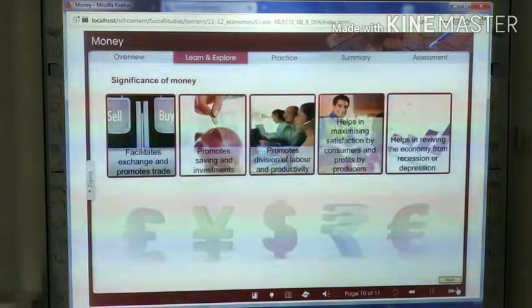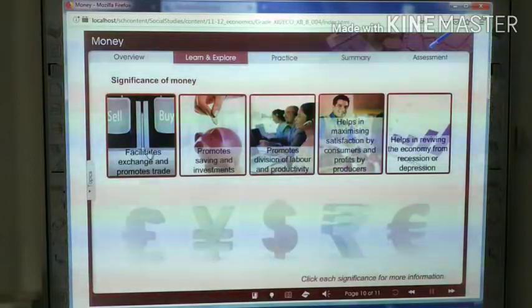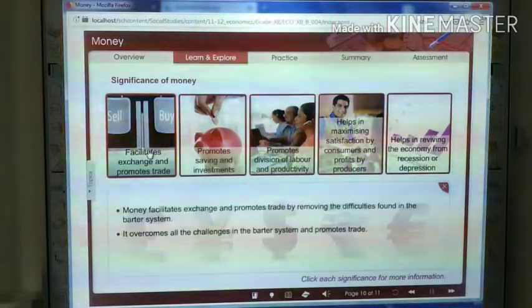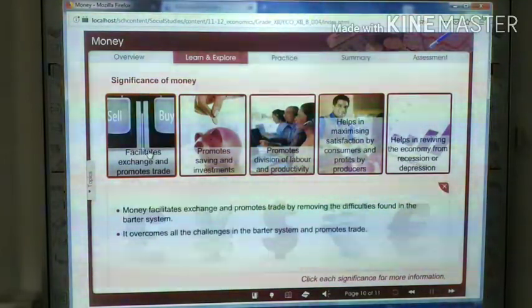In a modern economy, money is the basic and essential component. Let us see the significance of money in the modern economy. Click each significance for more information. Facilitates exchange and promotes trade. Money facilitates exchange and promotes trade by removing the difficulties found in the barter system. It overcomes all the challenges in the barter system and promotes trade.